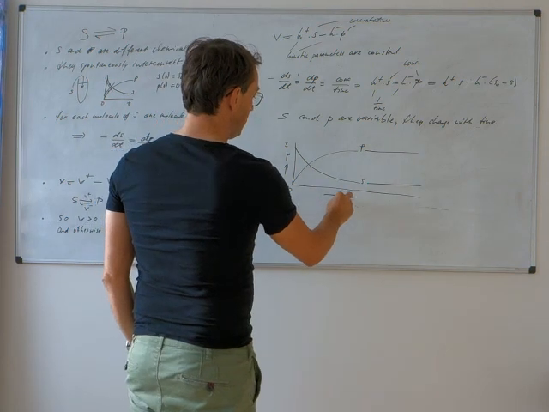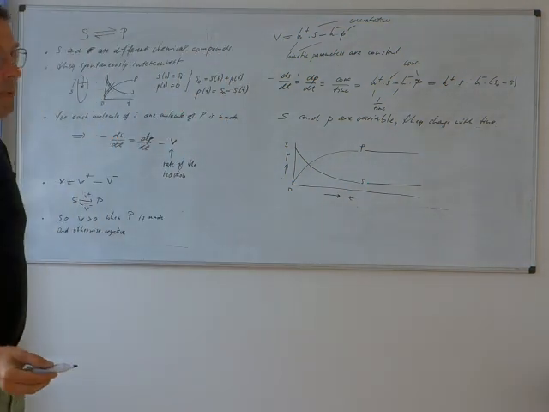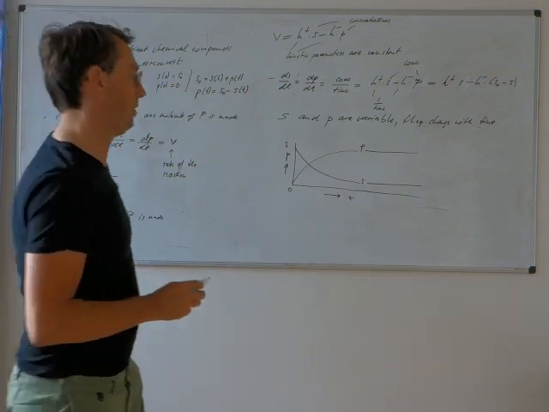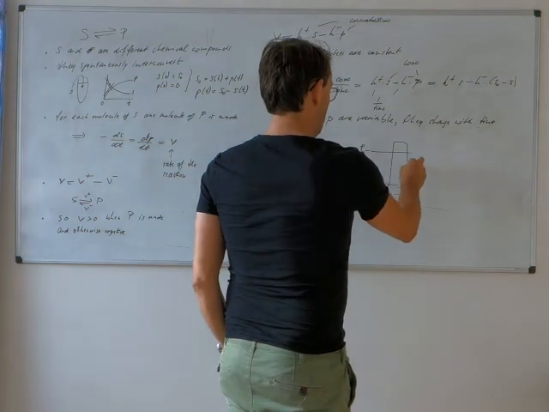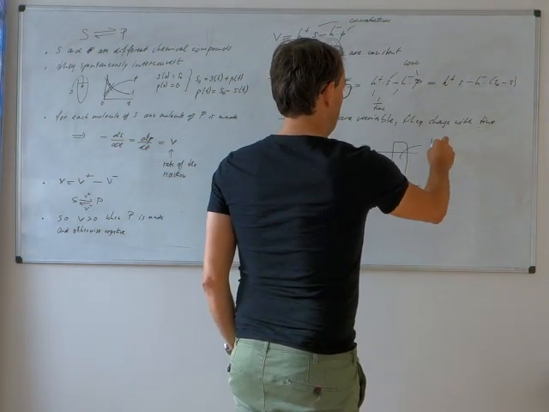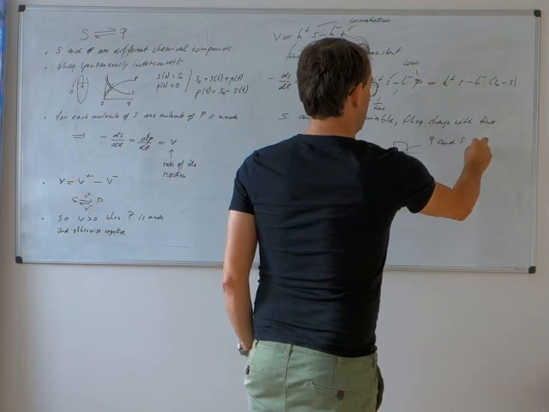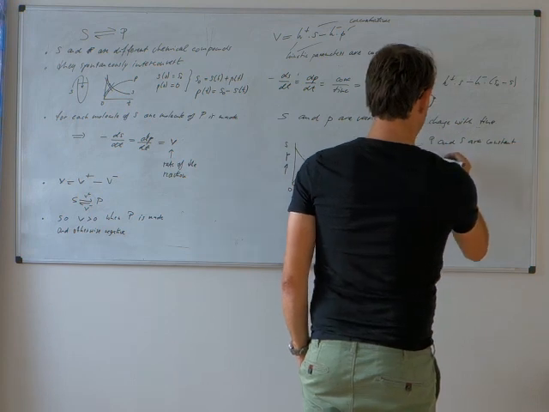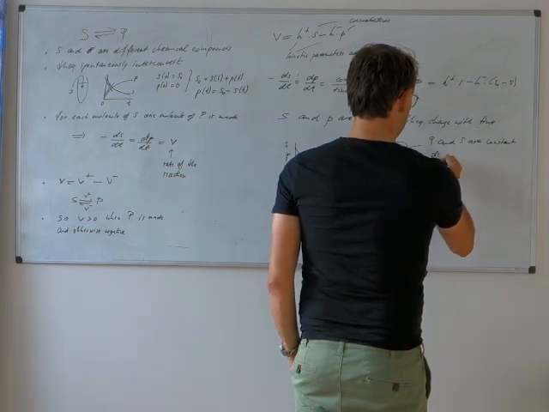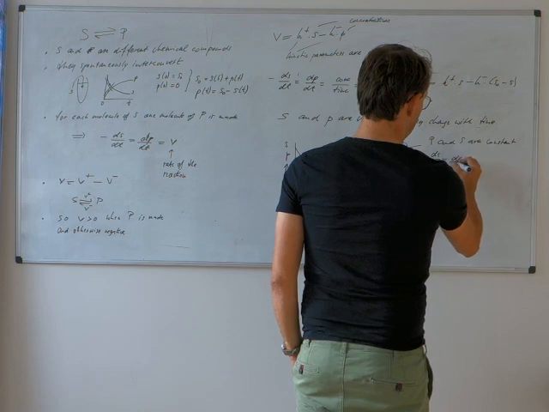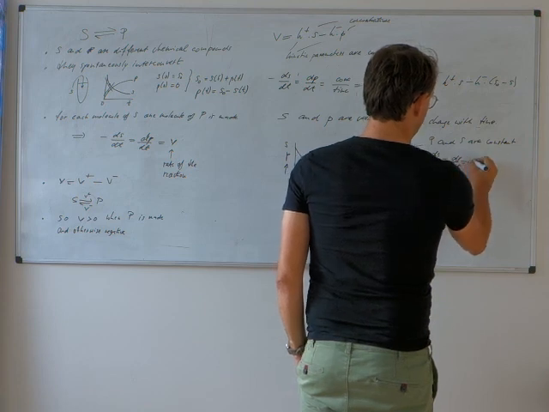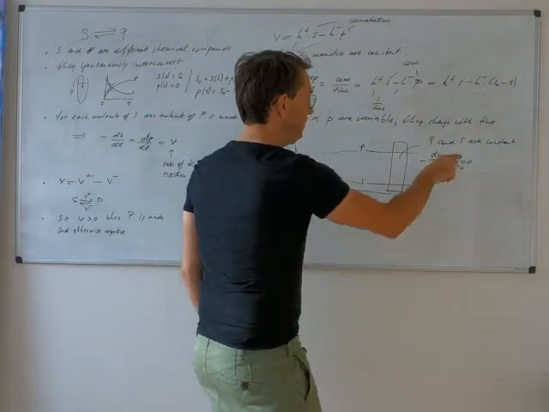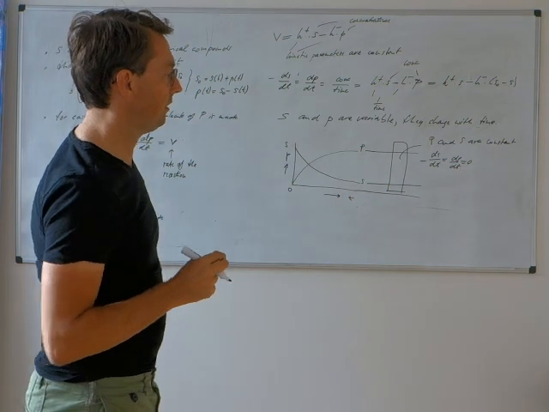So the end concentration needs to be a situation where P and S are unequal to 0. But it's also a situation where P and S are constant. So that means that dS/dt equals dP/dt is equal to 0. There is no change in P and S anymore. So dP/dt and dS/dt are 0. The slope is 0.